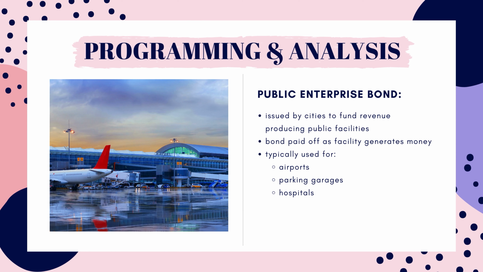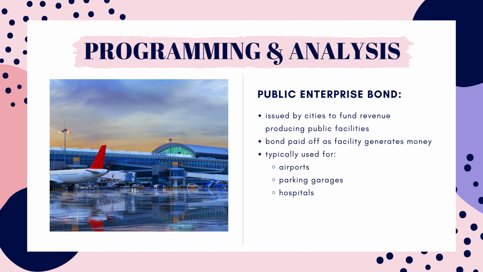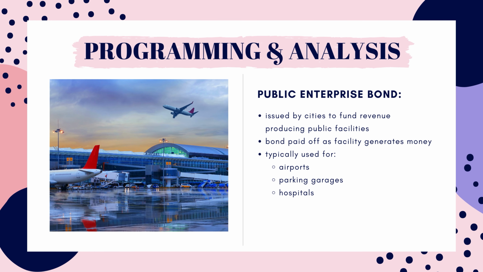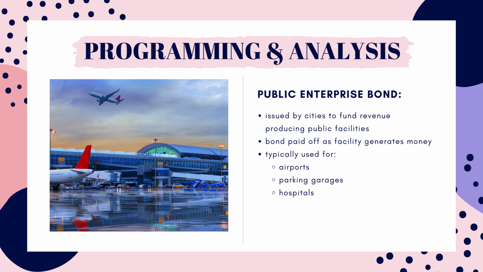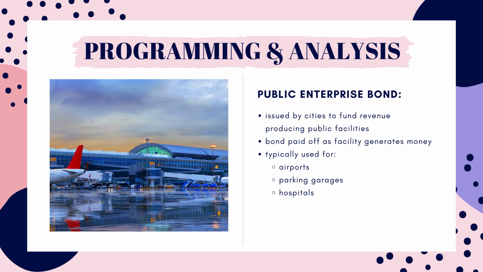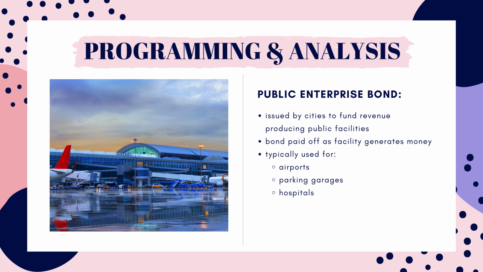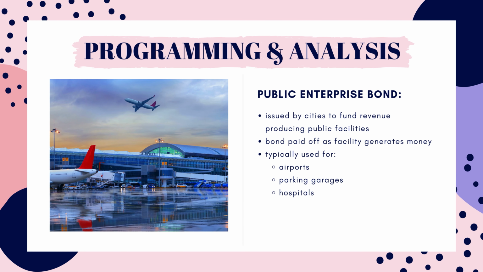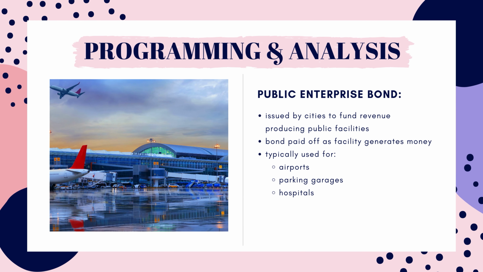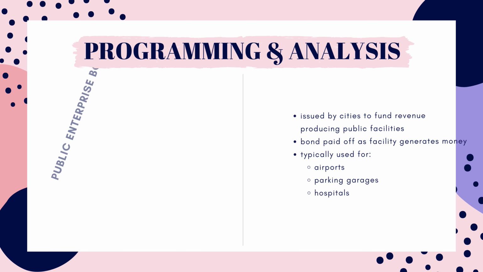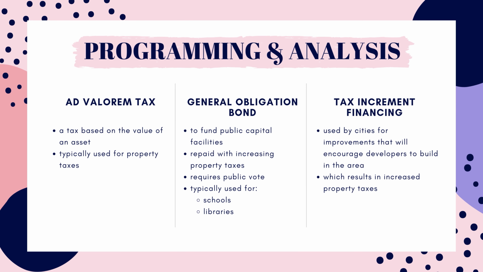A public enterprise bond is issued by cities to fund revenue-producing public facilities. The bond is paid off as the facility generates money. So in this scenario, as the convention center hosts events, the city can use money that they receive from renting the space out to pay off the bond. Our other options were not quite right for this situation.